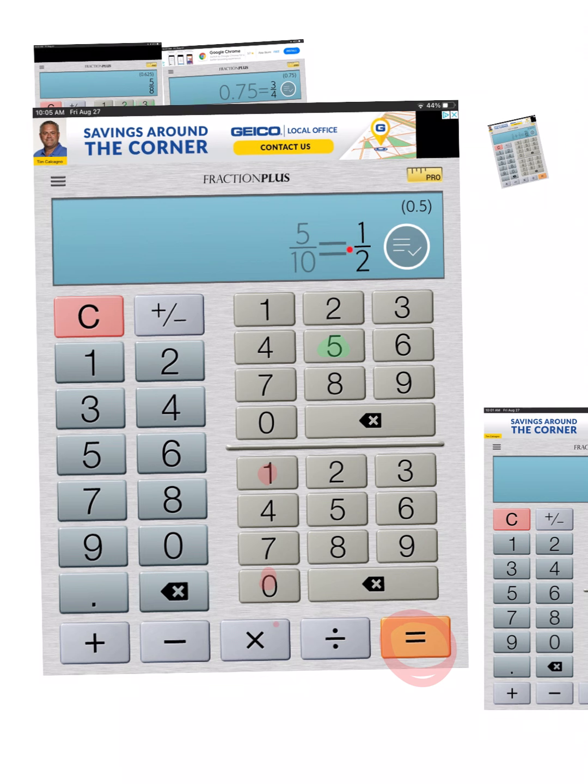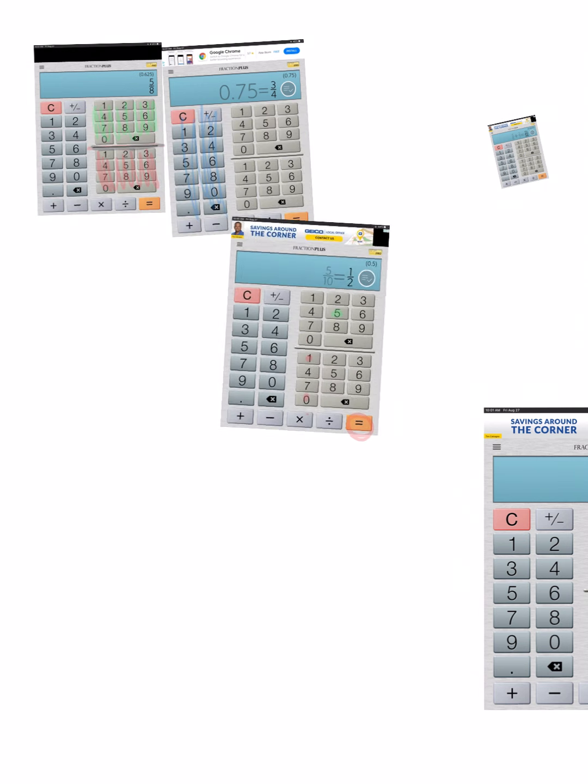So 5/10 is equal to 1/2, or the decimal 0.5, okay? So if I want to put a fraction in simplest form, all I have to do is type the numerator in, type the denominator in, and hit the equal sign. Right?